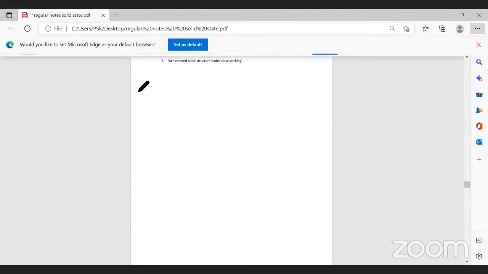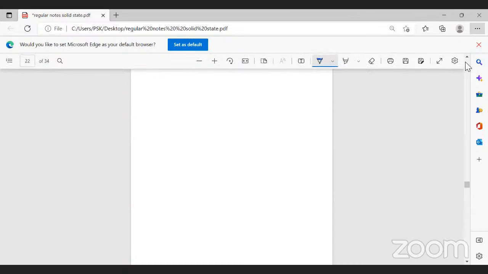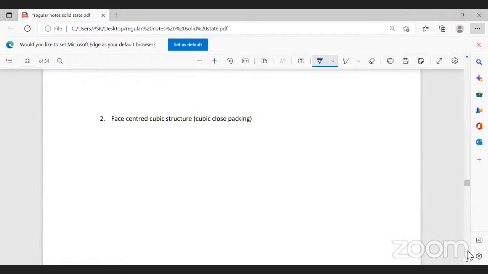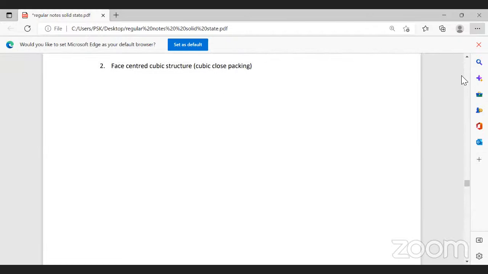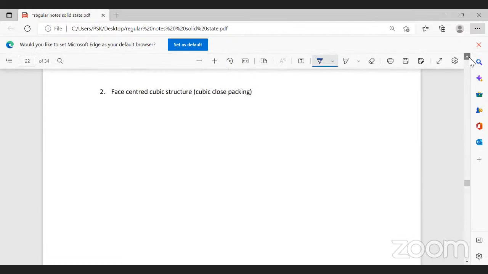Next, we'll go for the face-centered cubic lattice. Now, this is a little complex. I want you to pay attention. At least this will finish for today, and the body-centered cubic lattice will continue possibly in the next class. Let's see now, the face-centered cubic structure.